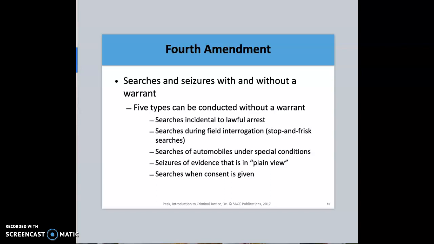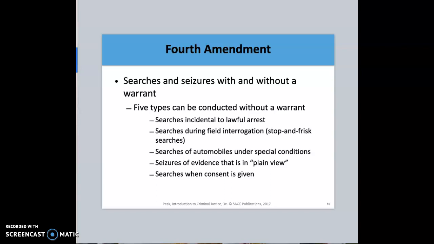So, for example, a search incidental to a lawful arrest. If you're walking down the street and I have reasonable suspicion to contact you, and during the course of my contact I find out that you have a burglary warrant out for your arrest, the law allows me to search you incidental to that arrest. In other words, I can search your pockets. I can look in your wallet. If you're carrying a backpack, I can search through your backpack. I do not need a warrant to conduct that search. That is a search incident to a lawful arrest.